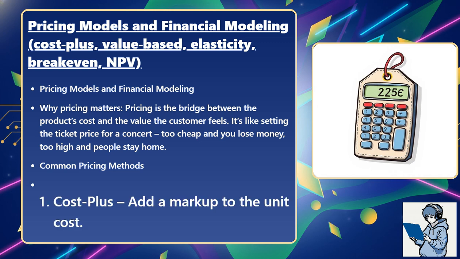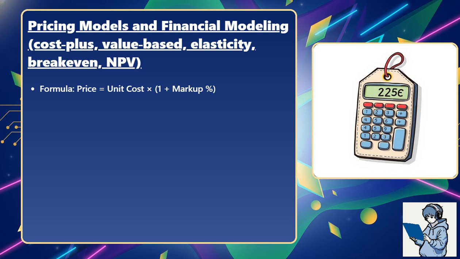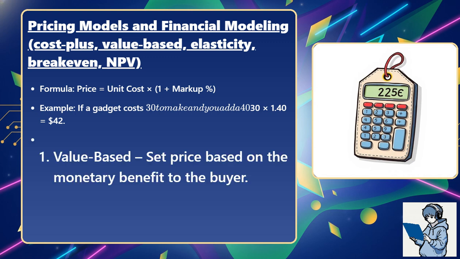Cost plus: add a markup to the unit cost. Formula: price equals unit cost times 1 plus markup %. Example, if a gadget costs $30 to make and you add a 40% markup, price equals $30 times 1.40 equals $42. 2. Value-based: set price based on the monetary benefit to the buyer.